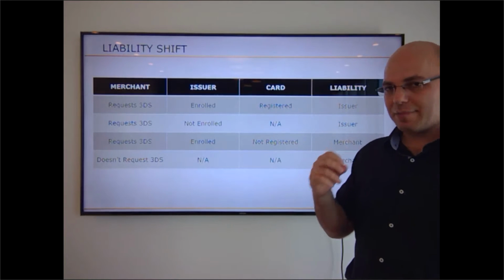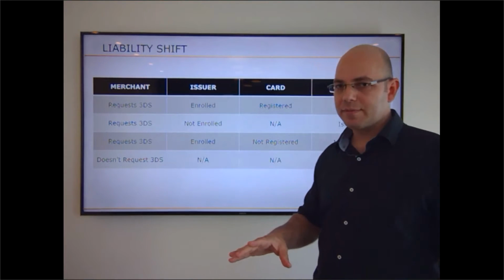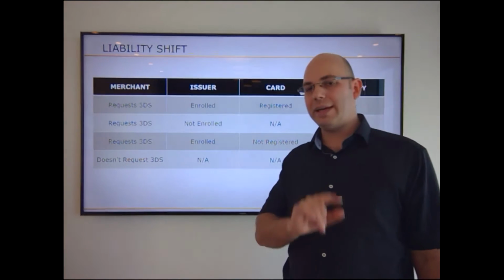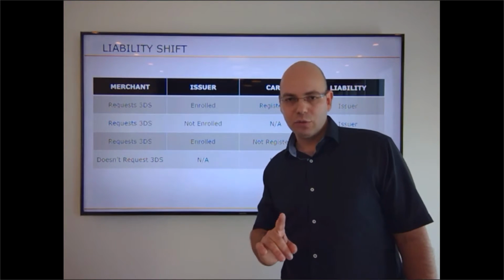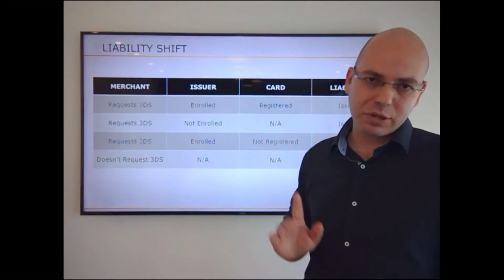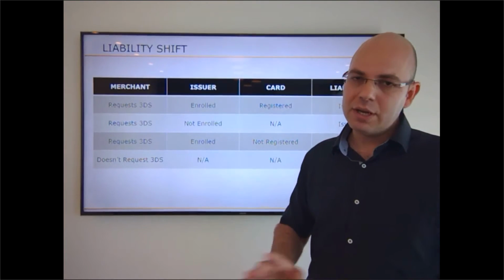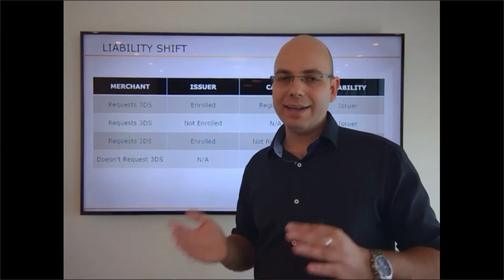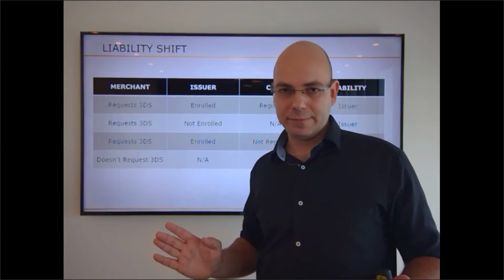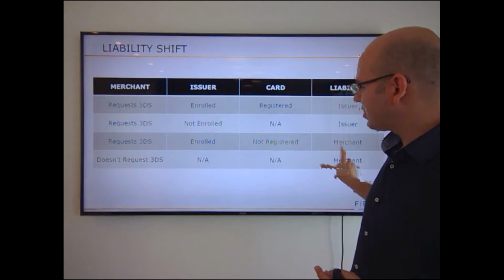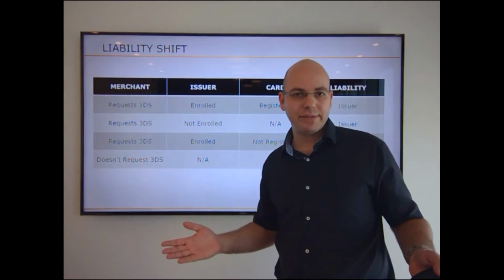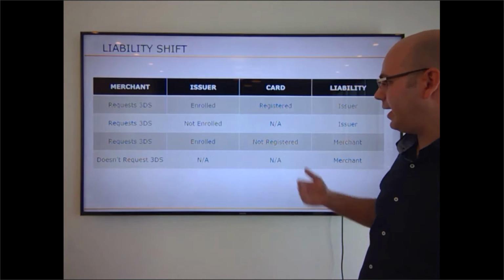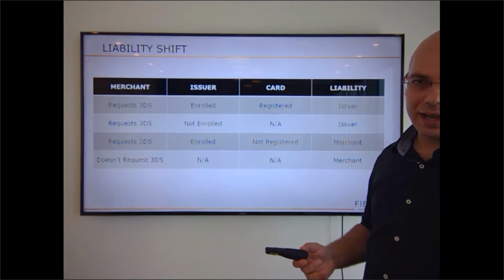If something like this happens, according to the card schemes, liability does not shift, and the merchant would be liable if the merchant chooses to still go through with the transaction, because the merchant always has the possibility of not providing the services or the goods unless the transaction is fully authenticated. And of course, the last scenario, if the merchant doesn't request 3D Secure, then obviously this becomes a non-3D Secure transaction and the merchant would bear the liability.